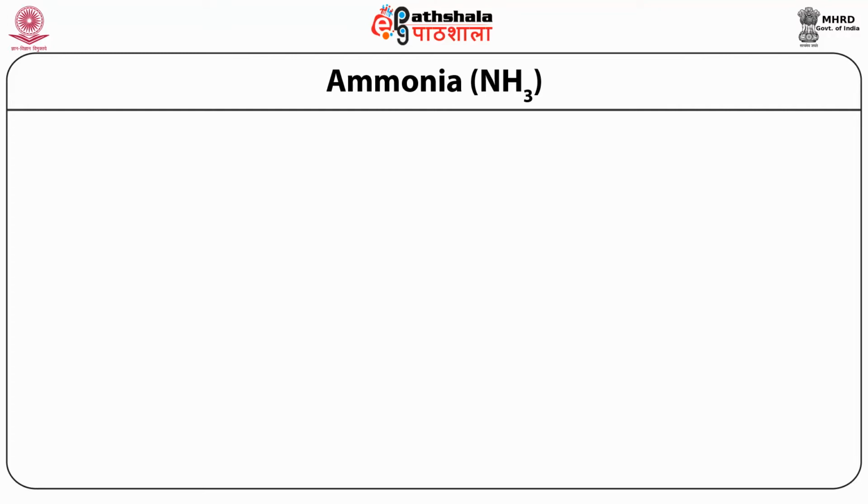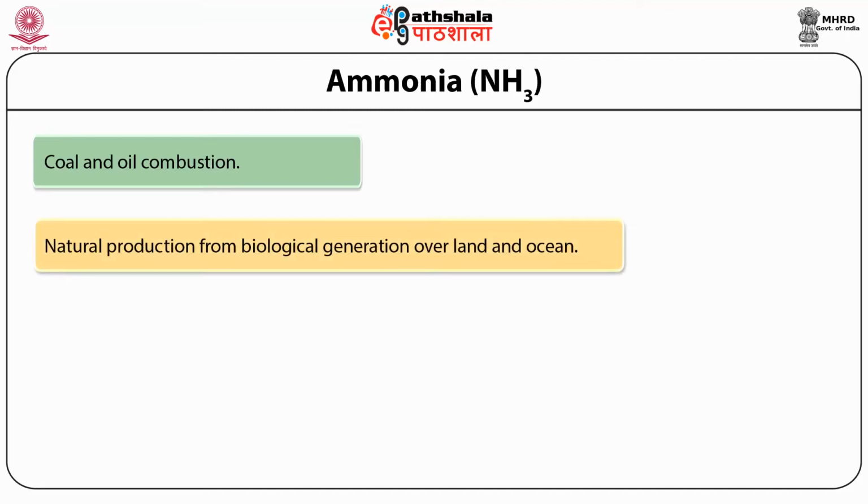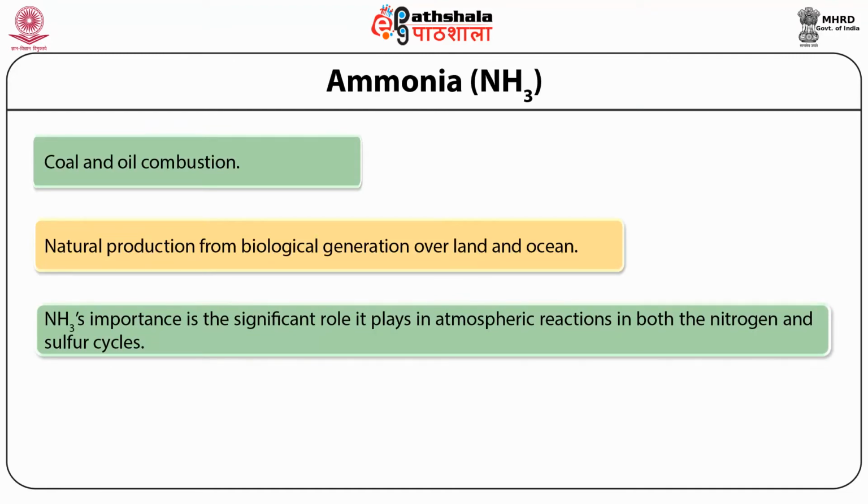The second oxide of nitrogen is ammonia. As an industrial emission, ammonia is produced mainly from coal and oil combustion, but natural production from biological generation over land and ocean is many times greater than that from anthropogenic sources, about a 250:1 ratio. Ammonia plays a significant role in atmospheric reactions in both the nitrogen and the sulfur cycles. Nearly three-fourths of the ammonia is converted to ammonium ion condensed in droplets or particles. These aerosols are then subject to the physical removal mechanisms of coagulation, washout, rainout and dry deposition.